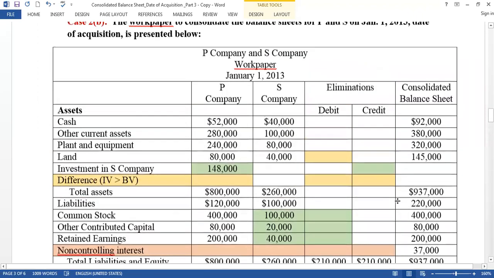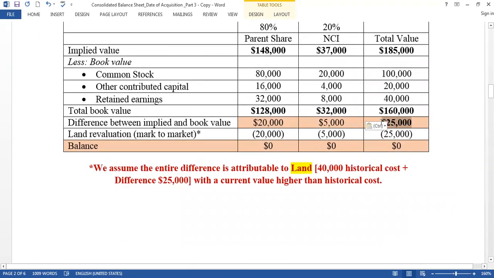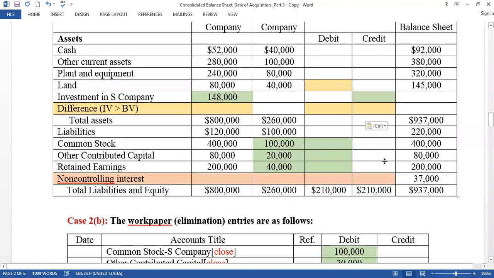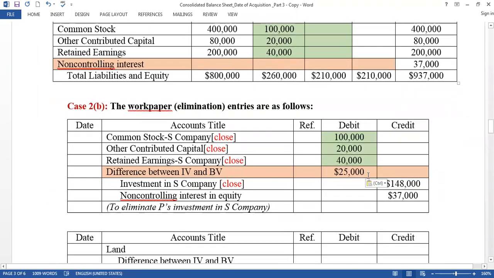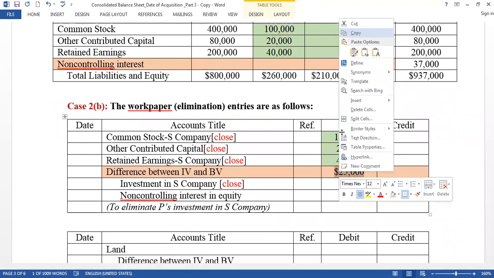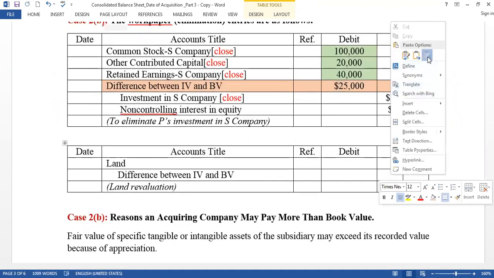Then I told you that after calculating the difference, you have to make it 0. Why do you have to make it 0? Because it should go to the land, and I told you that land will increase. Now this difference you recorded on the debit side. To make it 0, what should you do? You should record it again on the credit side.